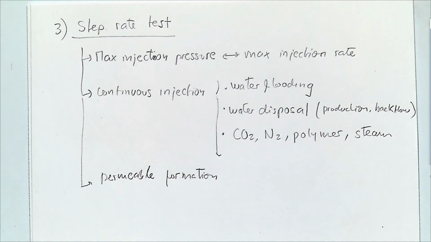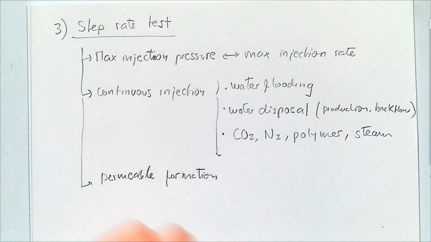The easiest number that you should be able to tell me right now: to what pressure you don't want to go above? The fracture gradient. And how do we get the fracture gradient? It will be the minimum principal stress, right? So you don't want to go above the minimum principal stress.